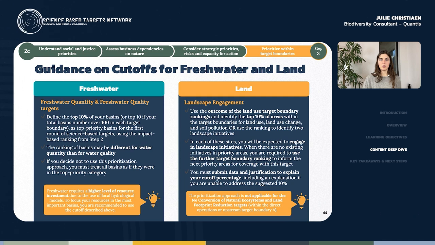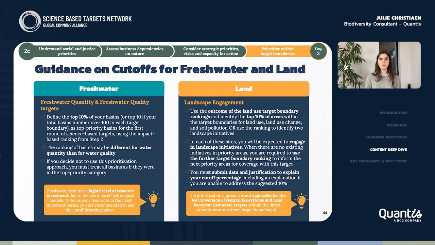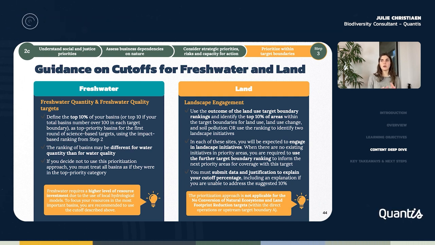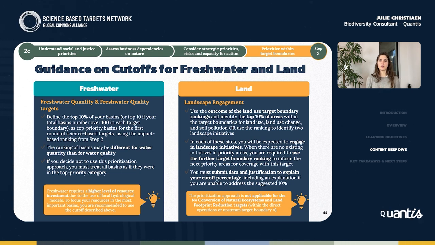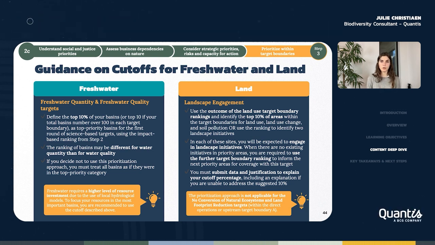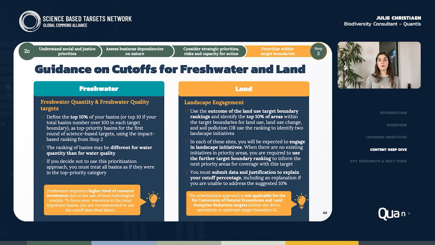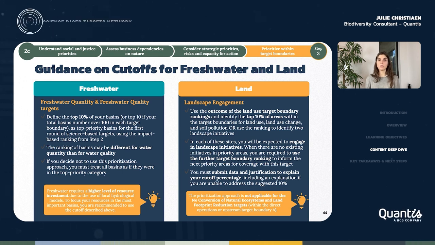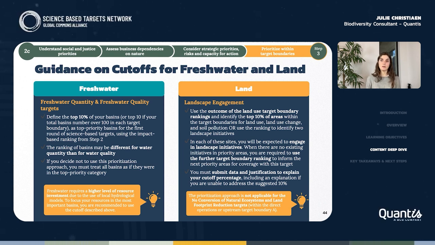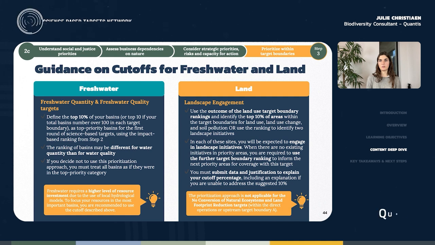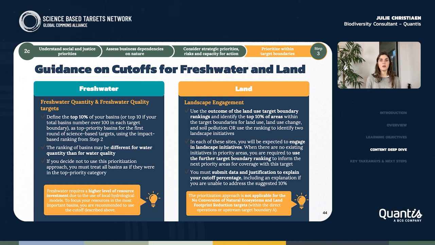So why should companies follow this cutoff? Freshwater Step 3 requires quite a high level of resource investment due to the use of local hydrological models. So to allow companies to focus their resources on the most important basins, companies are recommended to apply the cutoff. Please note that the cutoffs should be used consistent with the guidance in Step 3 freshwater. Therefore, companies are still invited to consult the Step 3 methods for further guidance in this prioritization and cutoff process.